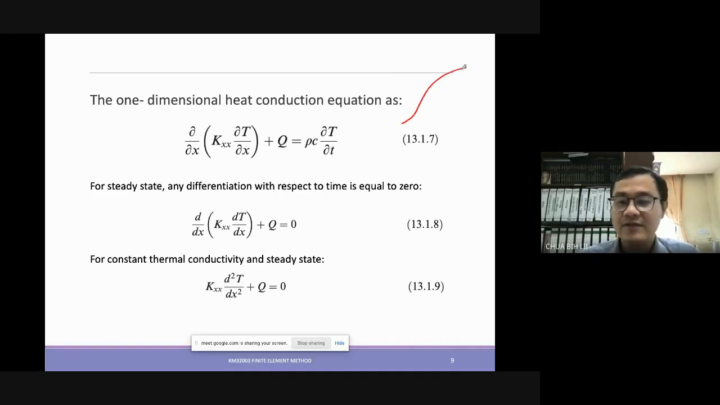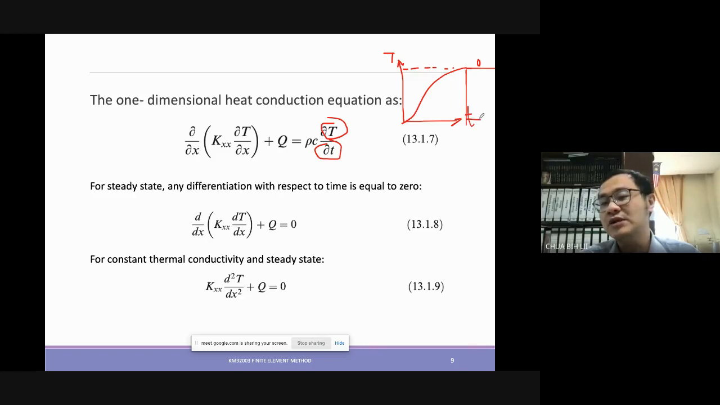During steady state cases, you may have a temperature profile. So this is the time and this is the temperature. You may reach a steady state just like a control. After the steady state, the change of temperature with respect to time is zero. So no matter how much time you increase, the temperature will remain similar, with no changes. Therefore this term becomes zero.